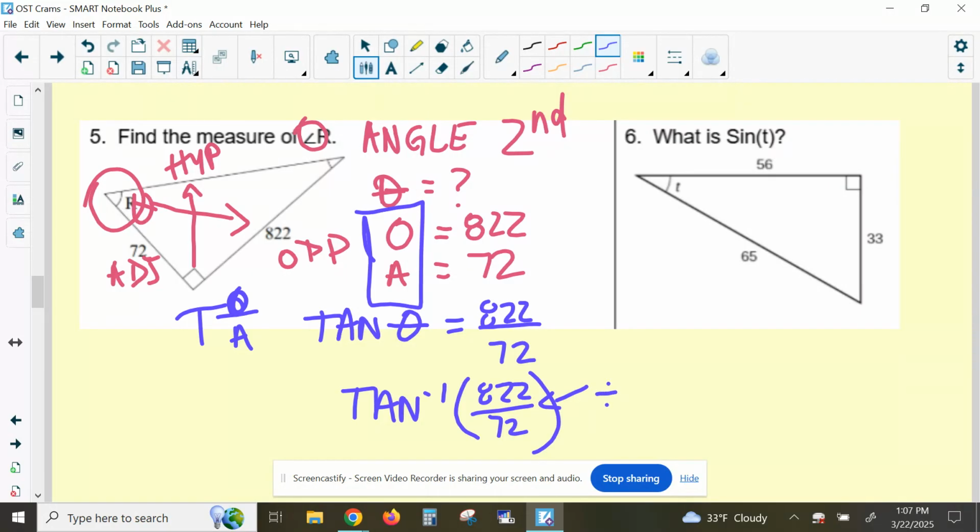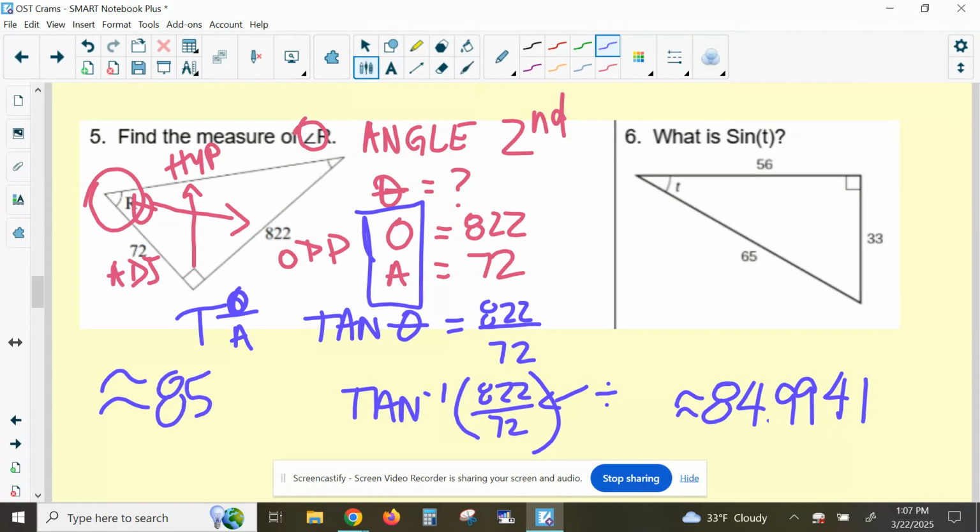822 divided by 72 equals, I get approximately 84.9941. Okay, let's go up here. It doesn't tell me what to round to, so I'm going to be a normal human and just round this to approximately 85 degrees, because 84.99 is pretty close.